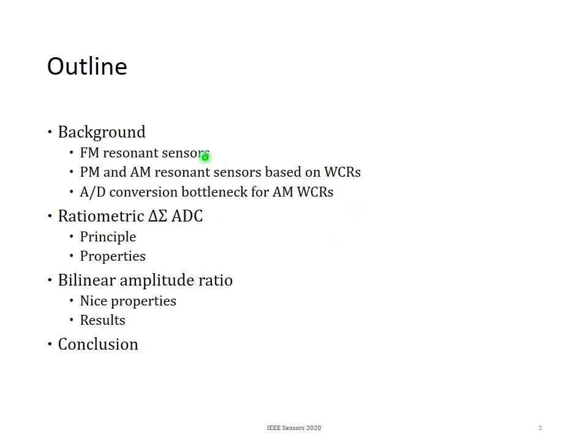I will first introduce the context and background knowledge of our contribution, starting from frequency-modulated resonant sensors to phase and amplitude-modulated resonant sensors based on weakly coupled resonators. Now, amplitude-modulated sensors face the bottleneck of analog-to-digital conversion. We'll see how using a ratiometric delta sigma analog-to-digital converter can help us meet this challenge at minimal cost.